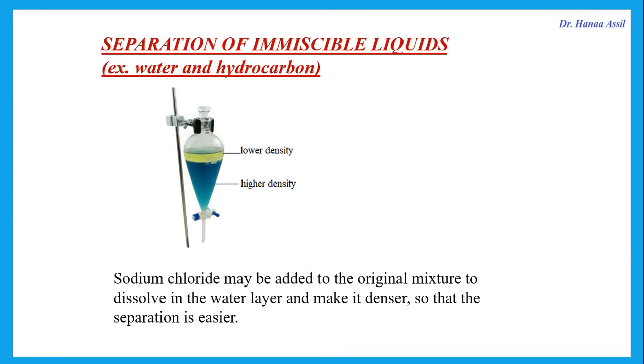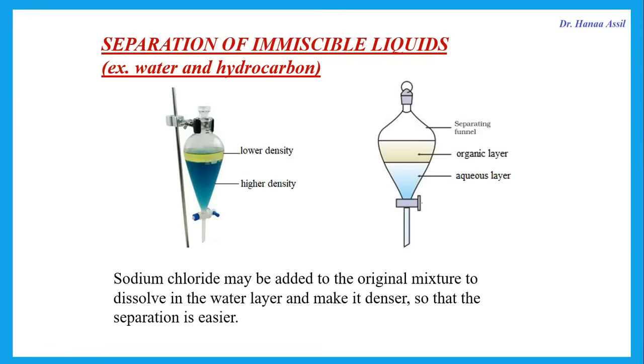Another technique would be separation of immiscible liquids. For example, if I have an aqueous layer and an organic layer, something like water and hexane, then we can separate it by using a separating funnel, or we refer to it as separatory funnel. Usually, in some cases, we add sodium chloride to the mixture. This is so that it dissolves in the aqueous layer, making it denser, and the separation would be easier.